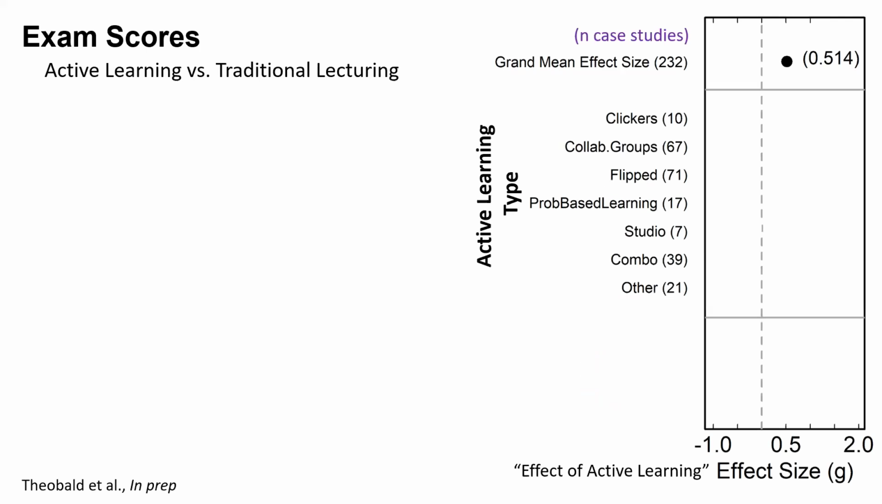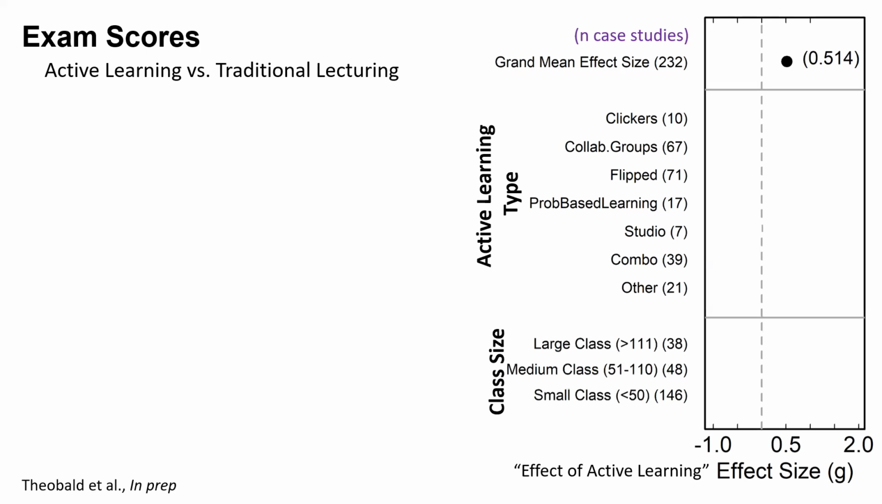each. So first, if we think about active learning type, the studies that we included covered a bunch of different types of active learning. So clickers or flipped classrooms, collaborative groups. There was a pretty big bucket of studies that had a combination of methods. And then we'll look at data from class sizes. So a large class, medium class, small class. There were a few classes that I would call mega classes.